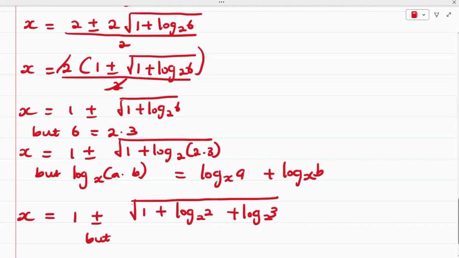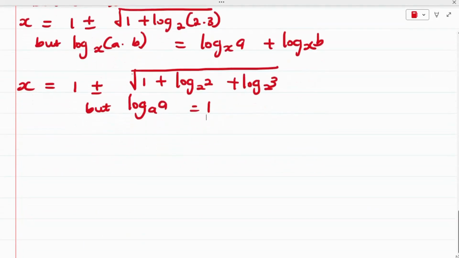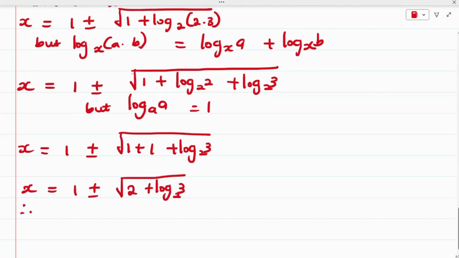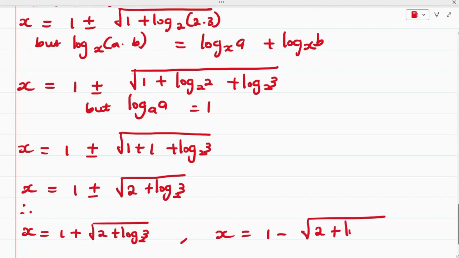But from the logarithmic property, log a base a equals 1. So hence x equals 1 plus or minus the square root of 1 plus log 2 base 2, which is 1, plus log 3 base 2. So x equals 1 plus or minus the square root of 1 plus 1, which is 2, plus log 3 base 2. Therefore x equals 1 plus the square root of 2 plus log 3 base 2, and x equals 1 minus the square root of 2 plus log 3 base 2, and these are the values of x.